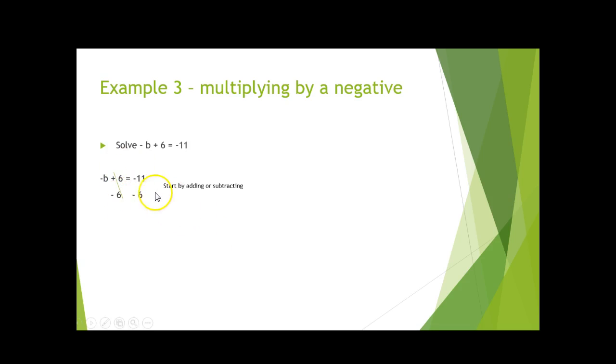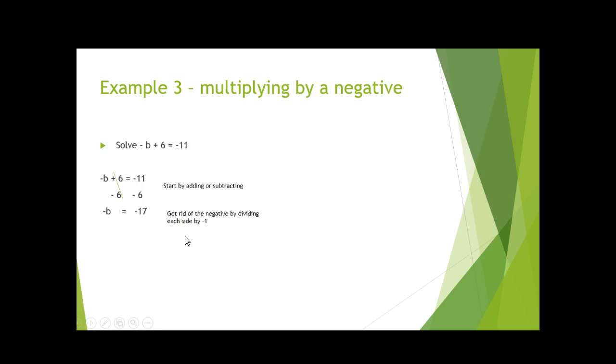Those cross out. We've got negative 11 minus 6. So I owe 11 and then I lose 6 more. So I owe $17 now. Now it's negative b equals negative 17. In English, what that would mean is the opposite of b is negative 17. We don't want to know what the opposite of b is. We just want to know what b is.